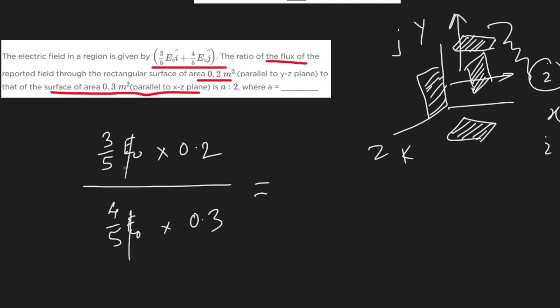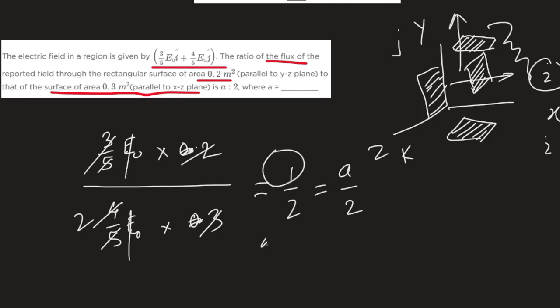ε0 will cancel out. 5 will cancel out. Then this point will cancel out. Here it will be 2, and 3 will cancel out. So it is going to be 1 by 2, and they have given the ratio as A by 2. So you can clearly see A's value is 1.